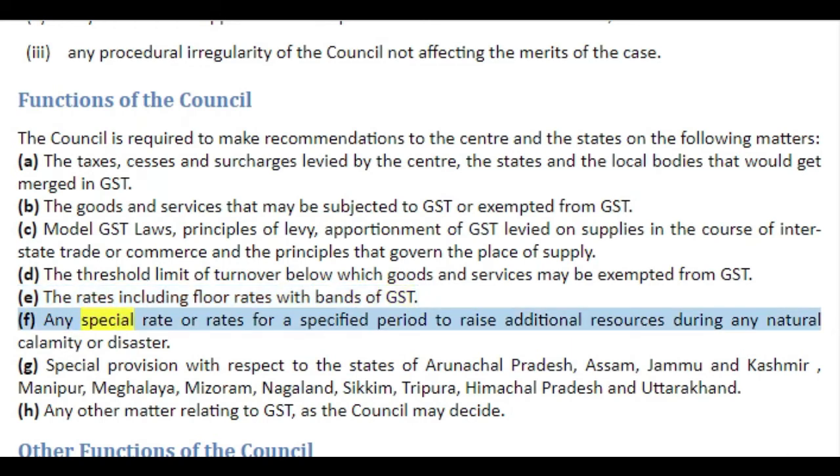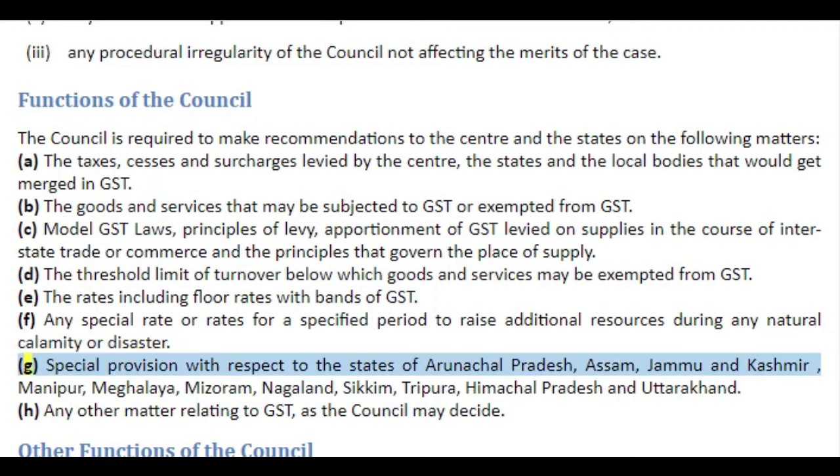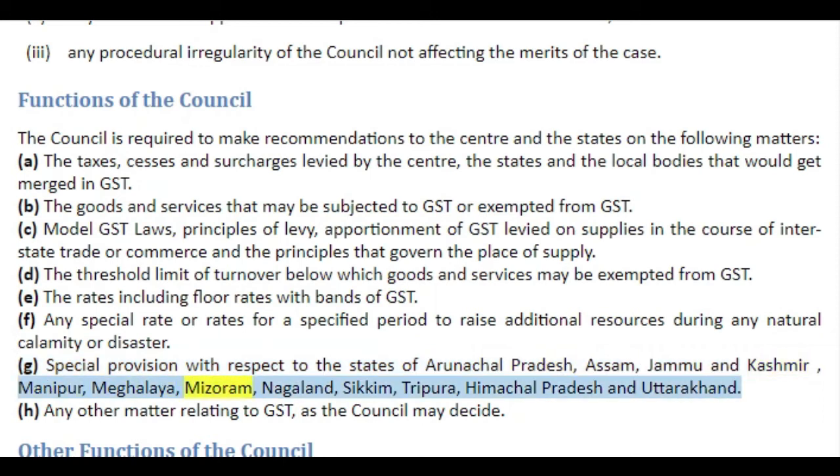F. Any special rate or rates for a specified period to raise additional resources during any natural calamity or disaster. G. Special provision with respect to the states of Arunachal Pradesh, Assam, Jammu and Kashmir, Manipur, Meghalaya, Mizoram, Nagaland, Sikkim, Tripura, Himachal Pradesh, and Uttarakhand. H. Any other matter relating to GST, as the Council may decide.